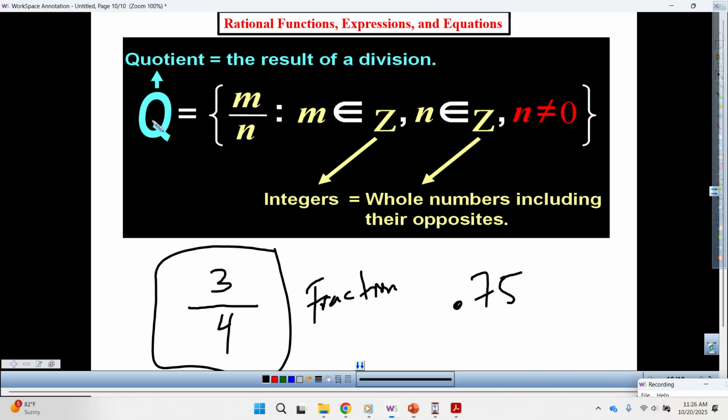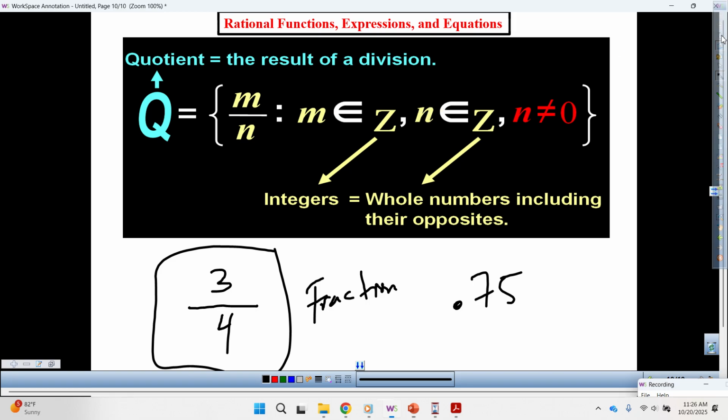According to the definition, look up. I'm going to break it down. Focus. To get a quotient, we need the set of all fractions known as m over n. Are you following so far? M over n, such that m has to be a Z. What is a Z? An integer, which is a whole number, including their opposites. N is also an integer. However, n cannot equal what? So the denominator can never equal what? 0. That's why we call that undefined whenever you guys cover that.